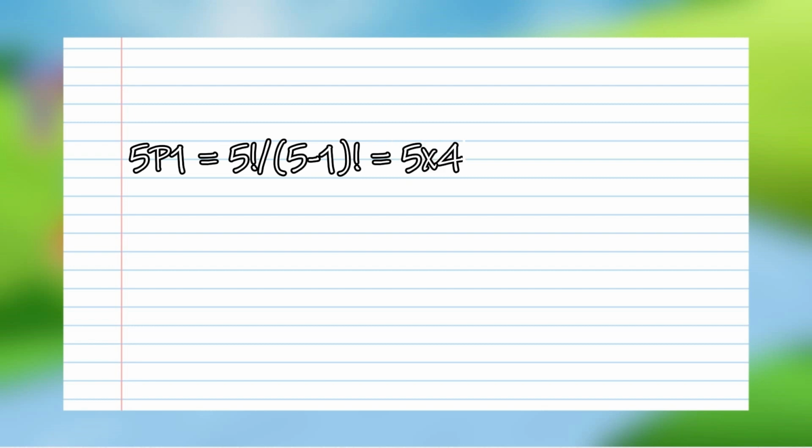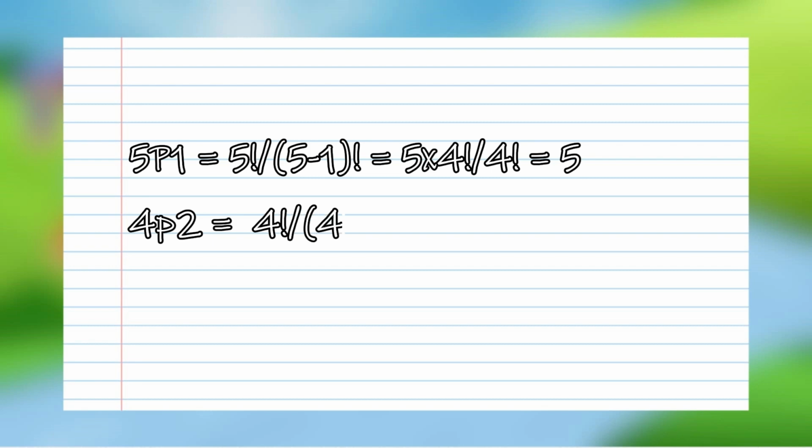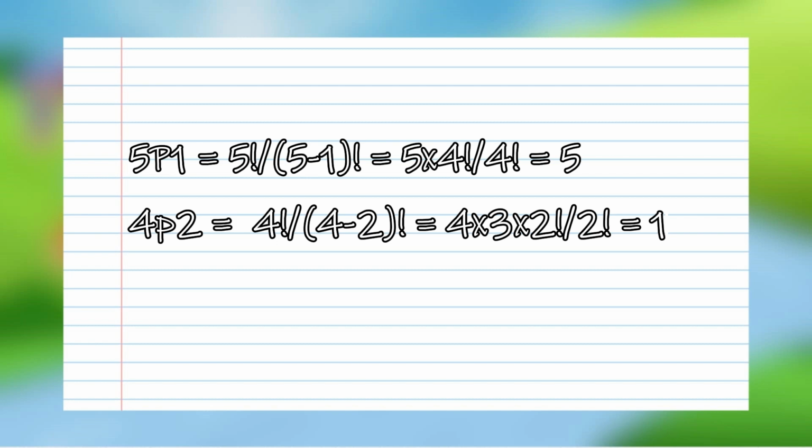Now, what is 5p1? This 5p1 can be represented as 5 factorial over 5 minus 1 factorial, which is equal to 5 times 4 factorial over 4 factorial, and 4 factorial will be cancelled, which leaves us with only 5. As for the 4p2, this can be represented as 4 factorial over 4 minus 2 factorial, which is equal to 4 times 3 times 2 factorial over 2 factorial, and the 2 factorial will be cancelled, which leaves us with 4 times 3, and 4 times 3 is equal to 12.